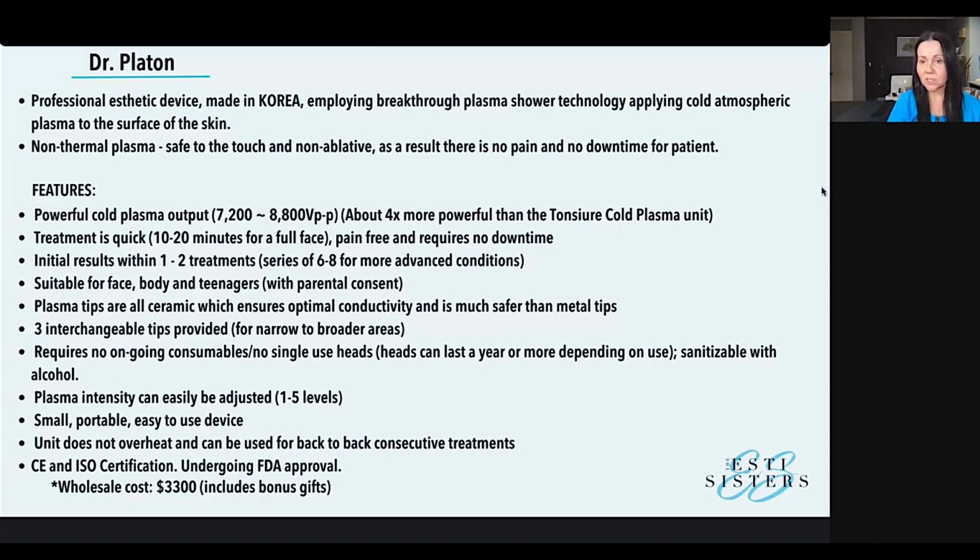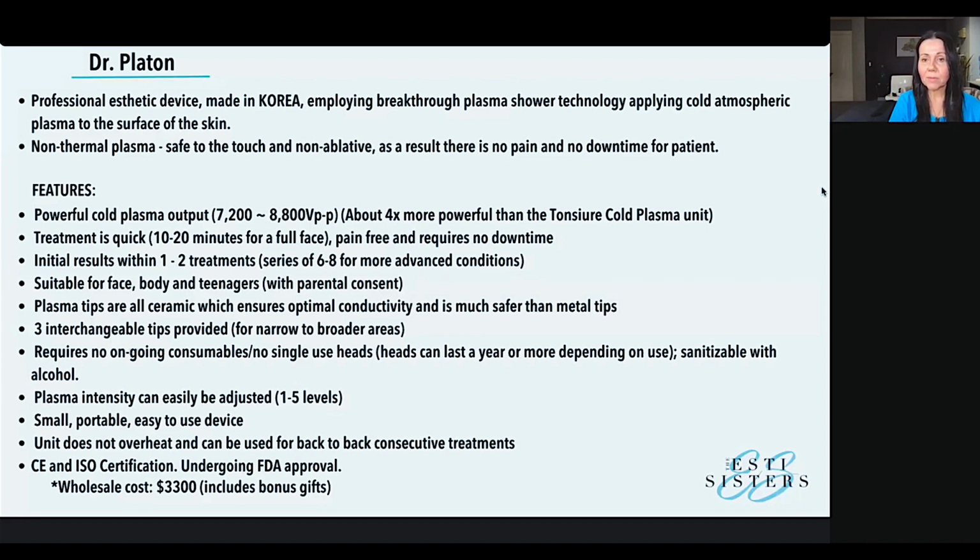So this is a professional device. You have to be a professional esthetician, cosmetologist, doctor, nurse, or other licensed person to purchase the device and to use it. It's made in Korea, so for those of you who care where your devices are made, that's why we're mentioning this here.